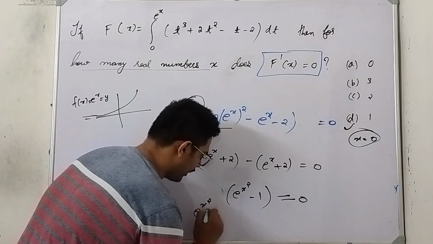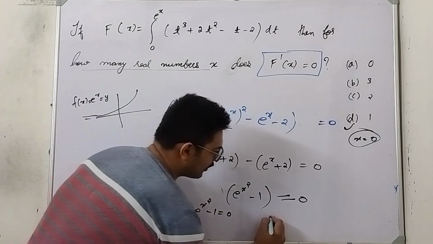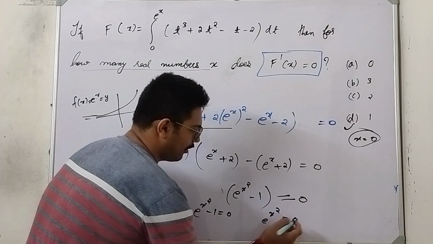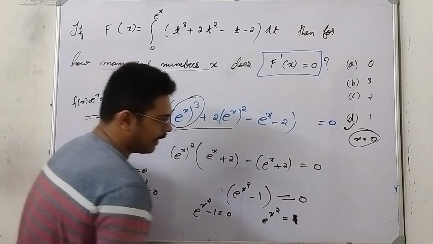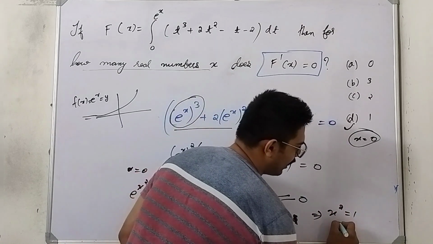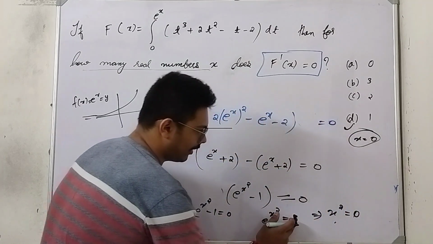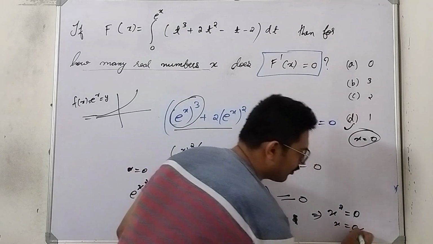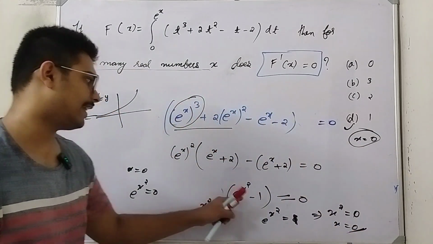e^(x^2) minus 1 equal to 0 means e^(x^2) equals 1. We can take the log on both sides, which gives x^2 equals log 1, which is 0, so x equals 0. This is the only real number. If you want, you can calculate, but no need.